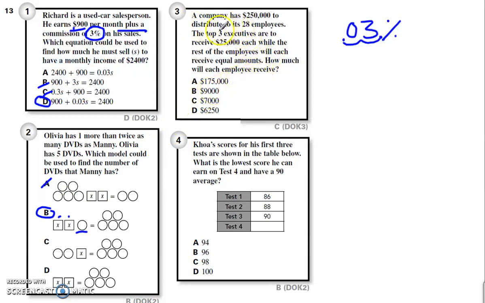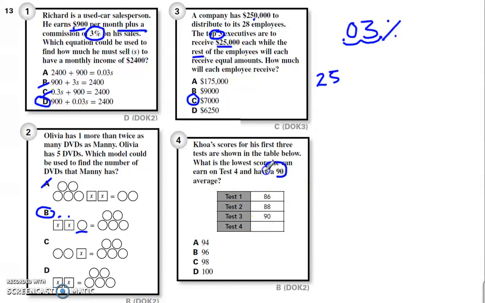Okay, in this one, 3 executives, they are also employees because it says the rest of the employees. So there are 25 other employees. The 3 executives make 25,000 each, which makes 75,000. Subtract the 75,000 from the 250,000, and then divide that by 25. That's C.